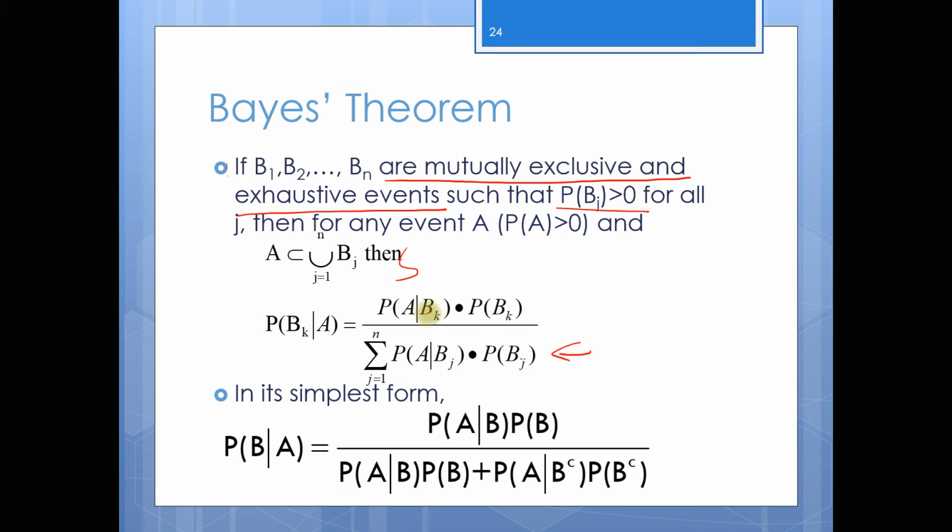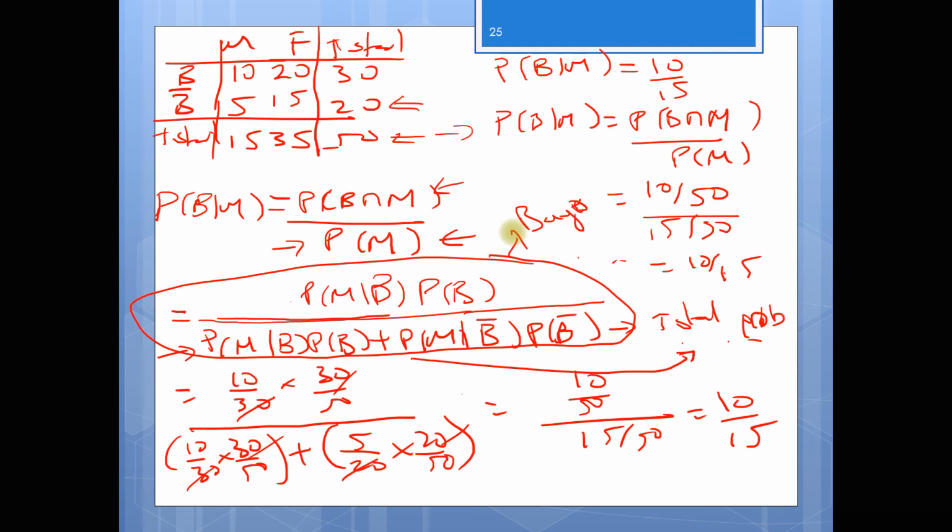Now, just notice something. You are interested in B given A. Forget the k for a moment. It is B given A. What are you using? A given B. This is where the Bayes theorem is being applied. Now, let's try to understand something. How does this apply to what I just did here?